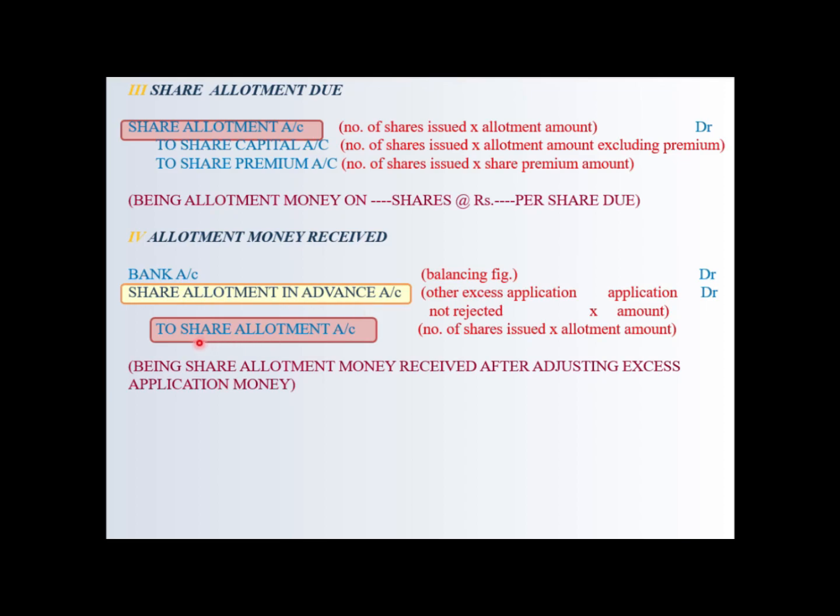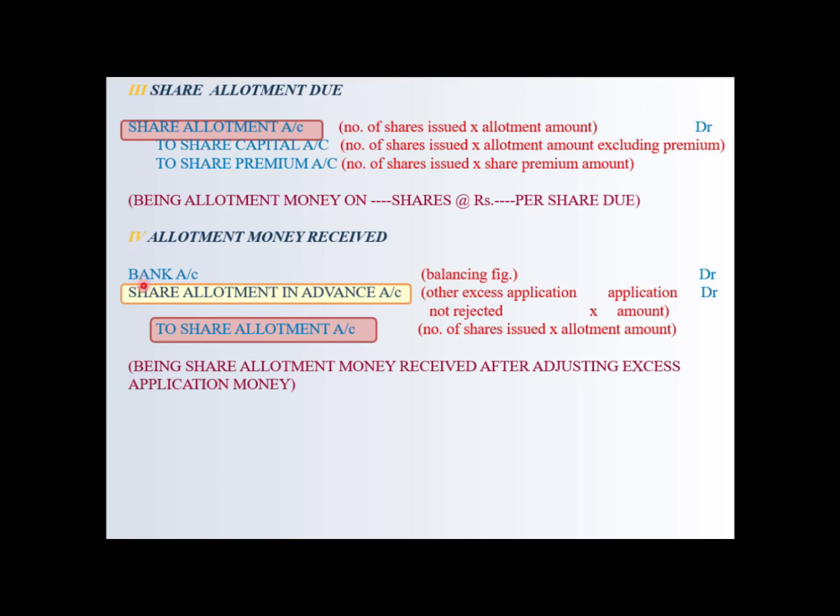Then next is share allotment account. Here share allotment account is credited, but if you can see in our third entry, share allotment account is debited. So by whatever amount share allotment account is debited over here, with the same amount share allotment account will be credited in our fourth entry.